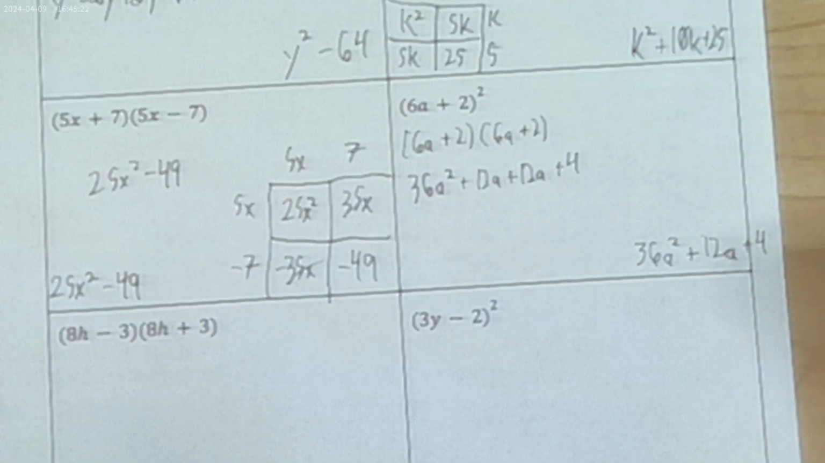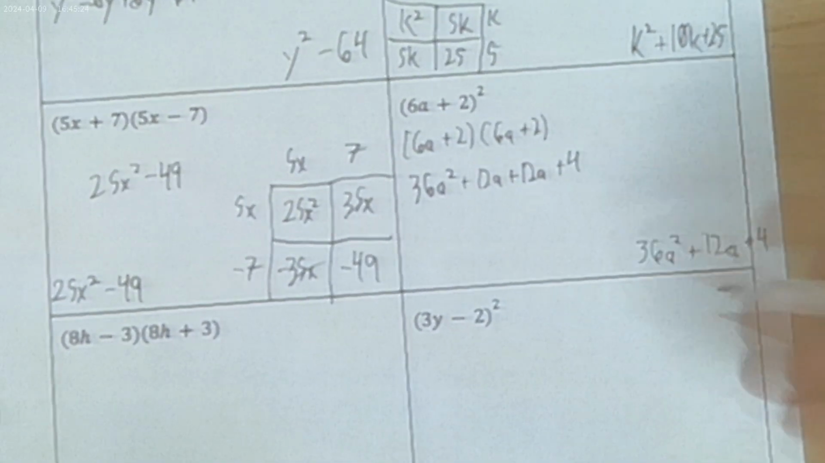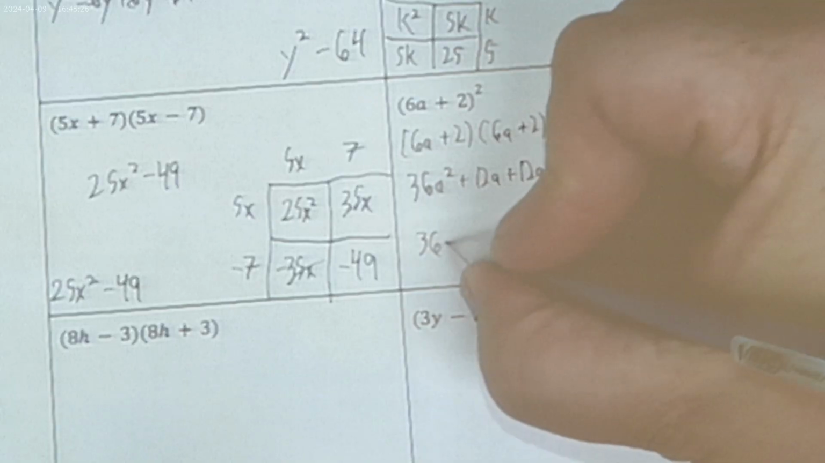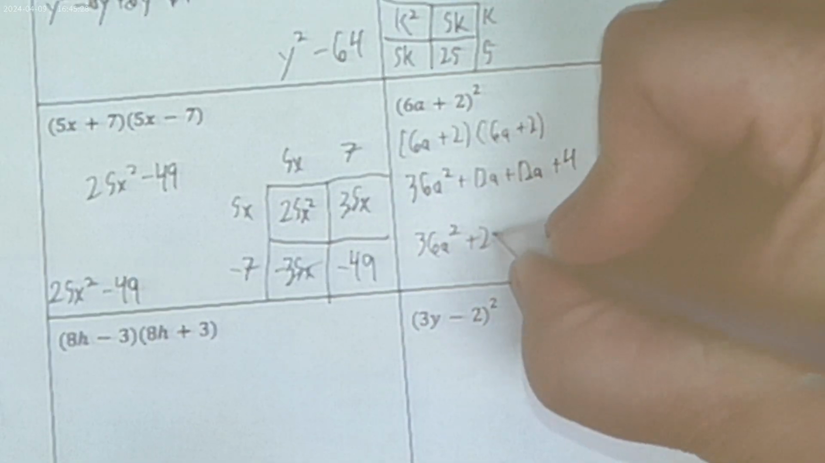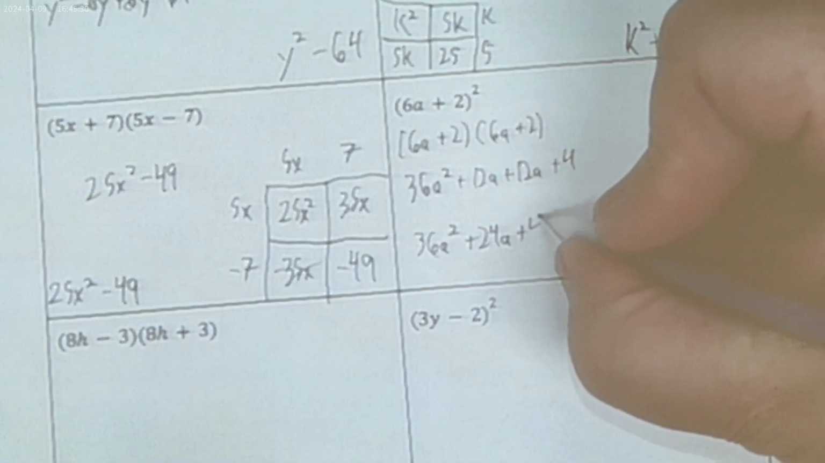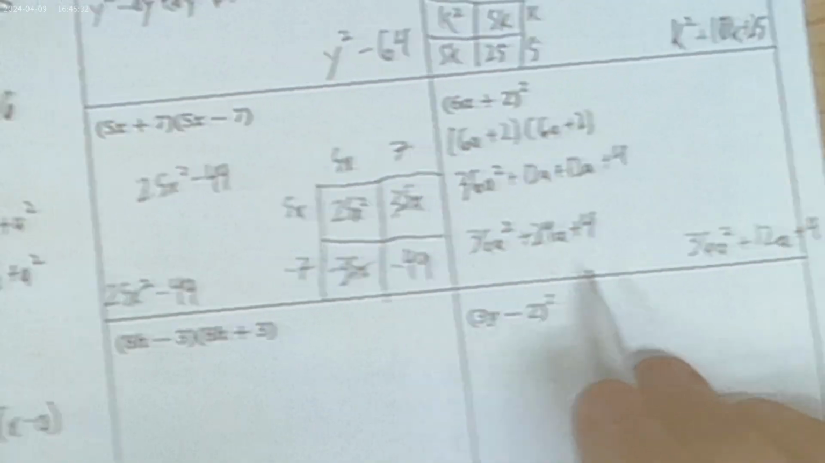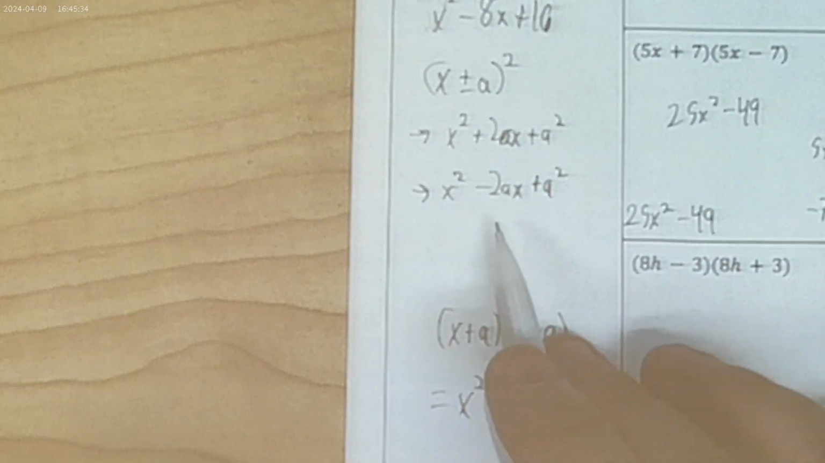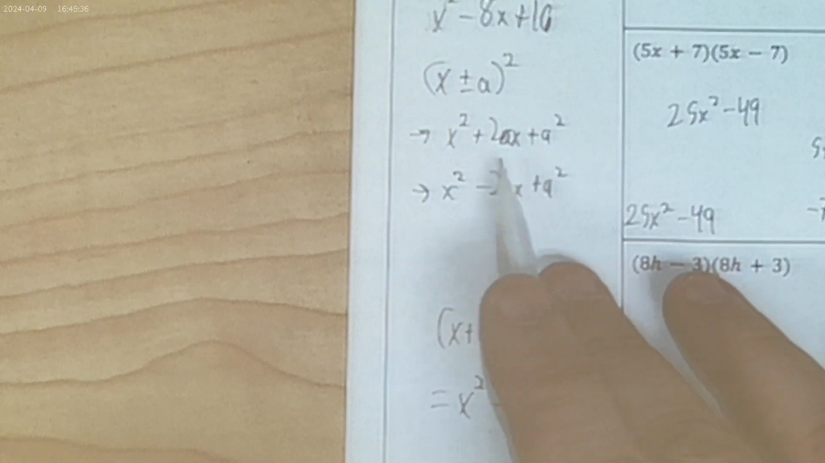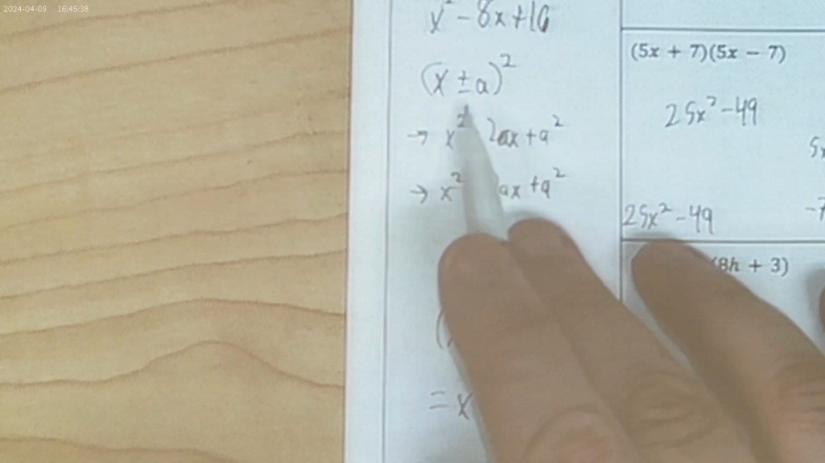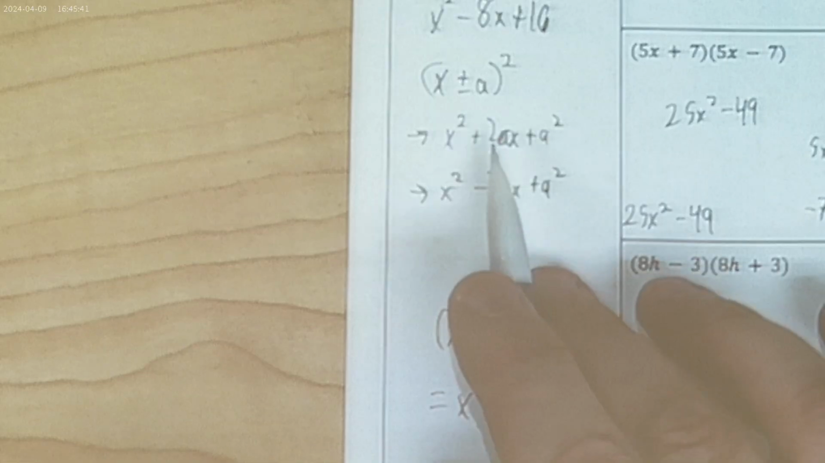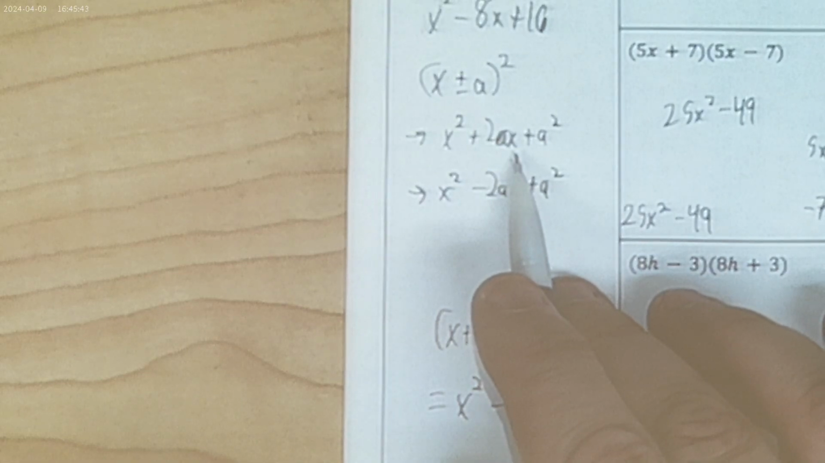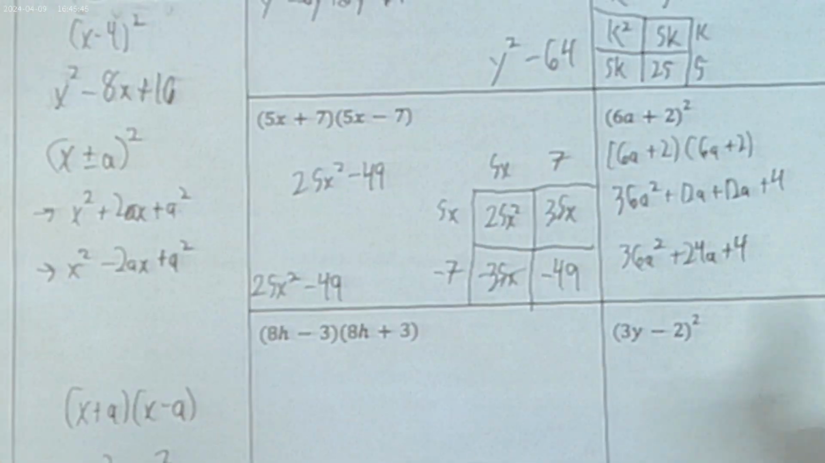Well, isn't that something? Plus 2. So this gives me 36a squared plus 24a plus 4. I'll tell you what's throwing me off is that the mnemonic over here is also in a. And so it's x squared plus ax.